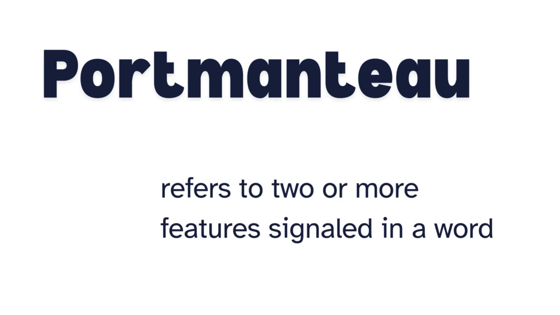Portmanteau. Portmanteau refers to two or more features signaled in a word. Here are examples. Does shows both present tense and a single subject. Was shows both past tense and a single subject. Were shows both past tense and a plural subject.